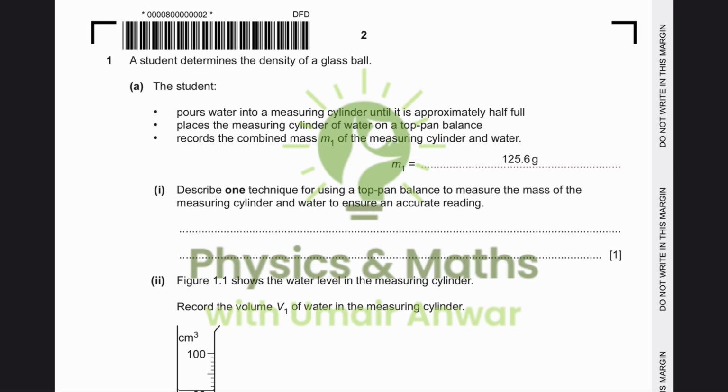It says, a student determines the density of a glass ball. So he's doing something to find out the density of a glass ball. And we know that the density of a substance is found by finding two things, the mass of the substance and the volume of the substance. So the student has a glass ball, and he or she is trying to find the density of the glass ball.